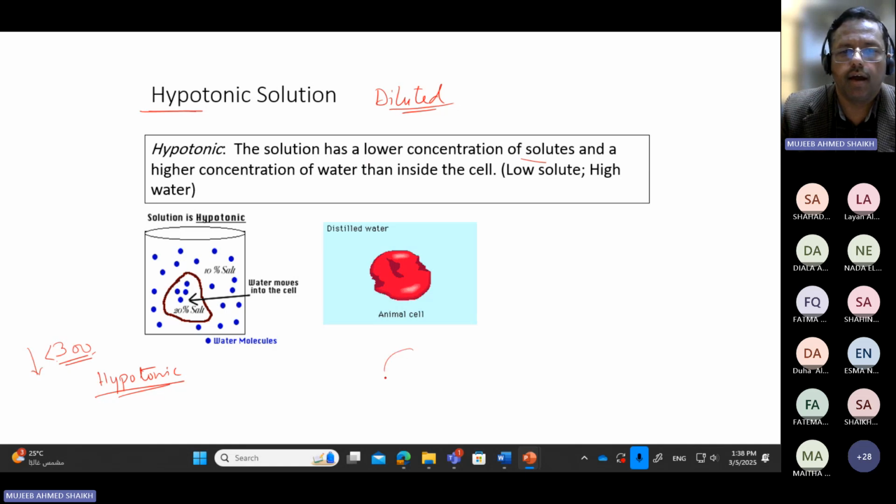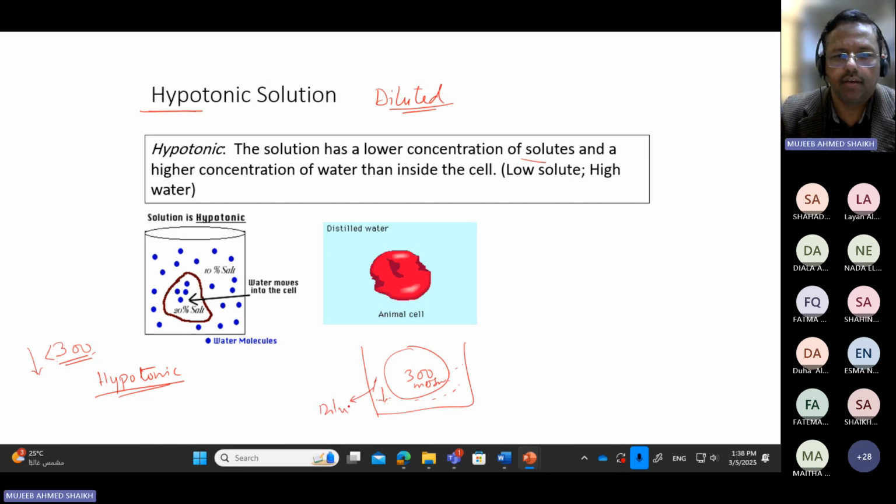So if you put the RBC in this solution, the RBC concentration is 300 milliosmol, and we have a hypotonic solution, less than 300. That means more water is there. It is a diluted solution, right? Diluted means more water. What will happen? Because there is more water outside compared to the inside, the water will move into the cell, and the cell will become big, huge, and may sometimes burst.